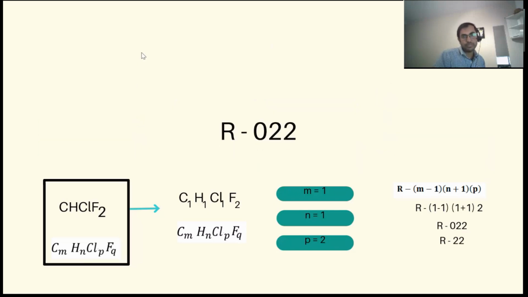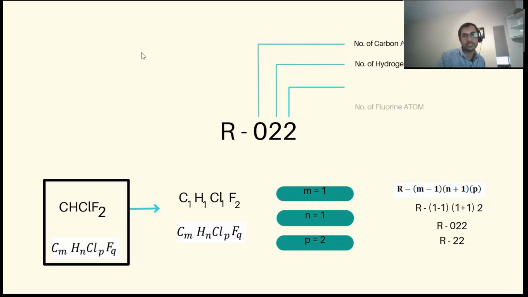Now in R22, we can explain that this 0 is the number of carbon atoms, m minus 1. This 2 means the number of hydrogen atoms plus 1, n plus 1. And this last one is the number of fluorine atoms, so it will be p.